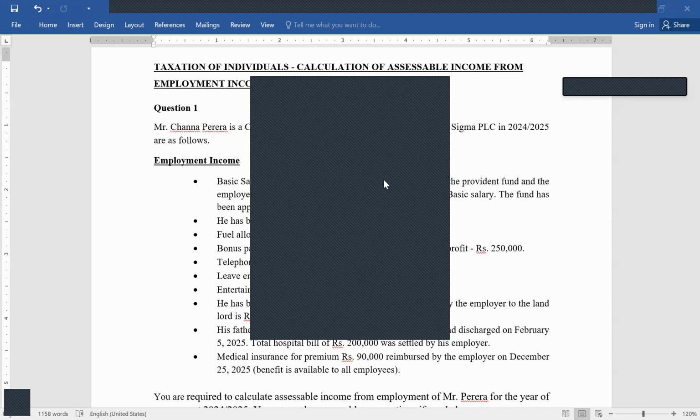No matter, it should be 20,000 per month. 20,000 per month. I cannot understand that one also.